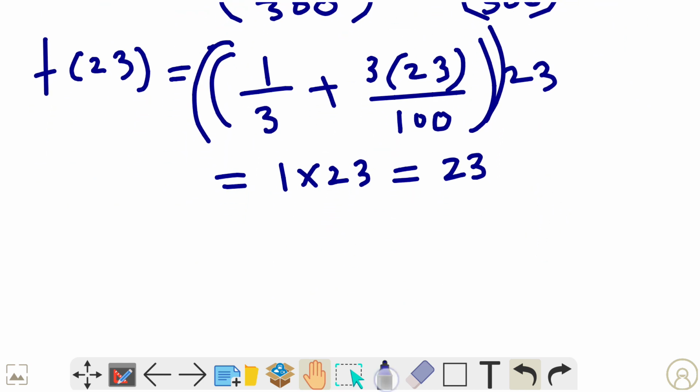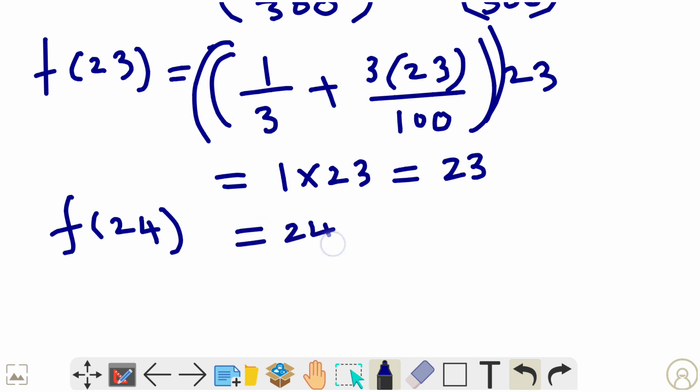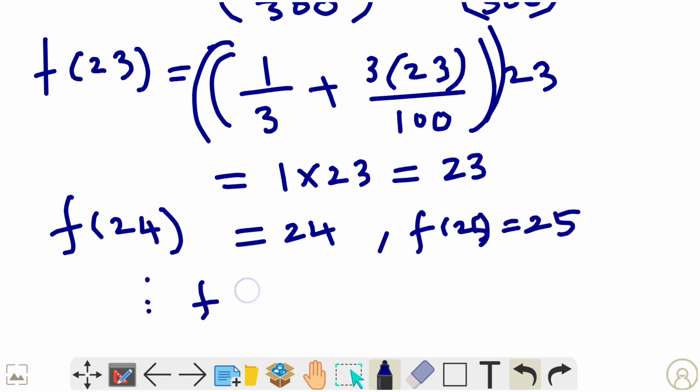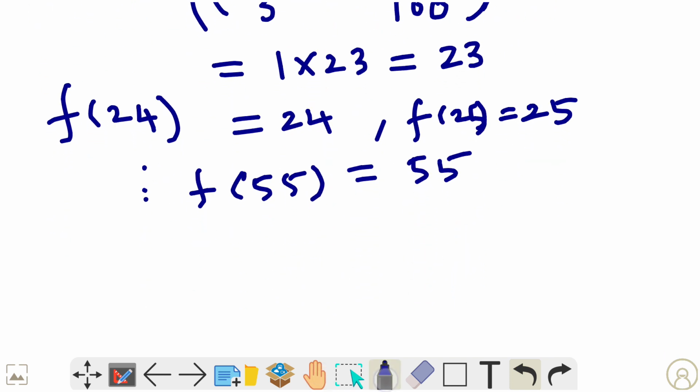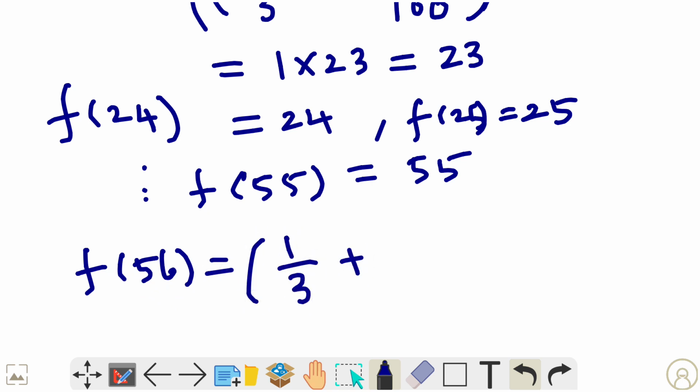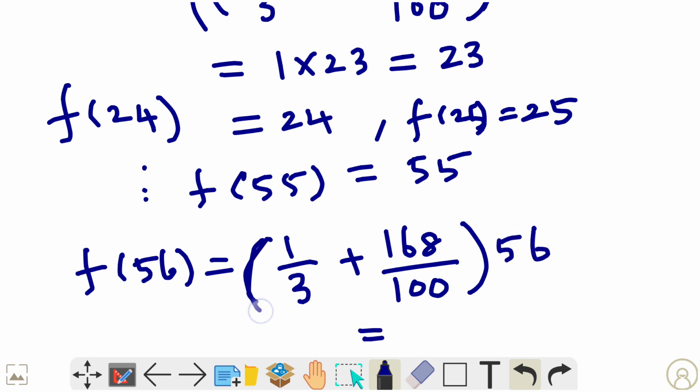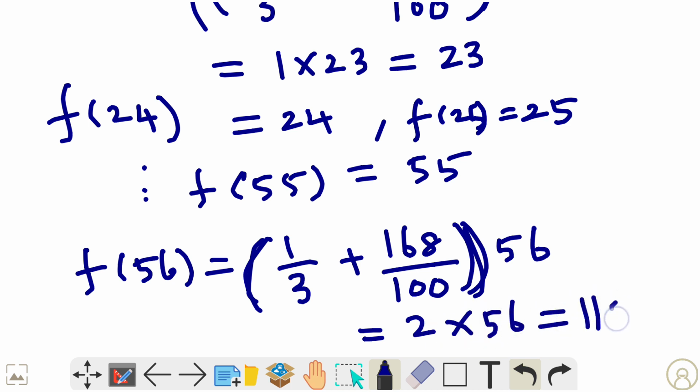Okay. So f of 24 is 24, f of 25 is 25, till f of 55, which is 55. The last value, because the summation is 1 to 56, is f of 56, which is 1 by 3 plus 3 into 56, that is 168 divided by 100, into 56. This result becomes 2 point something, so you should take 2 into 56, that is 112.